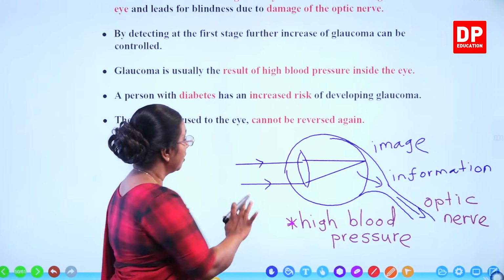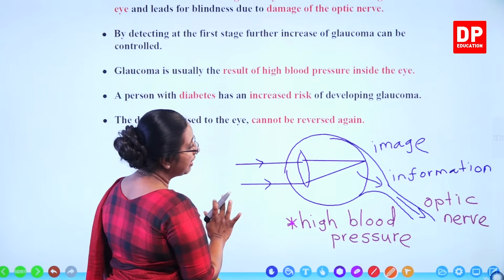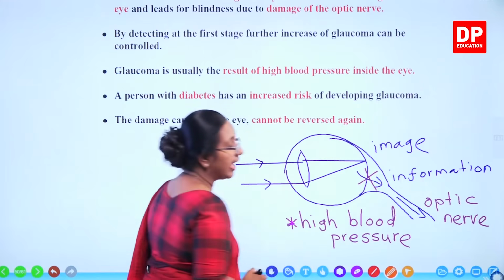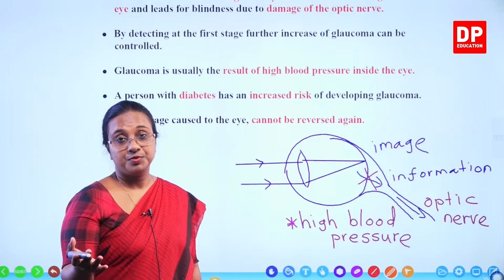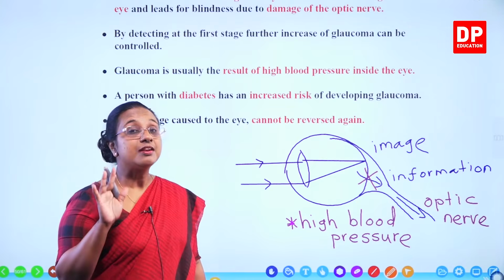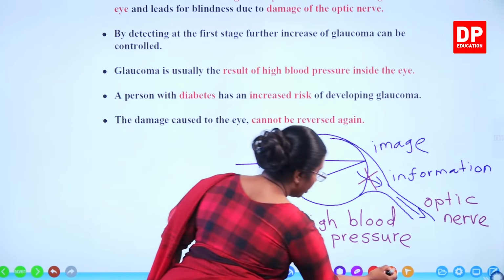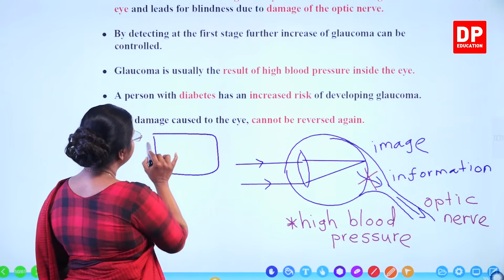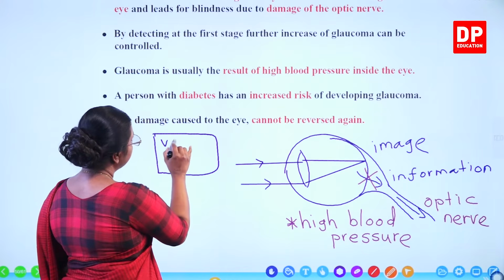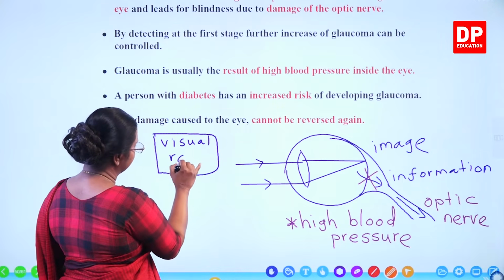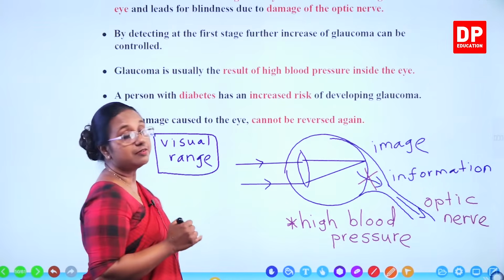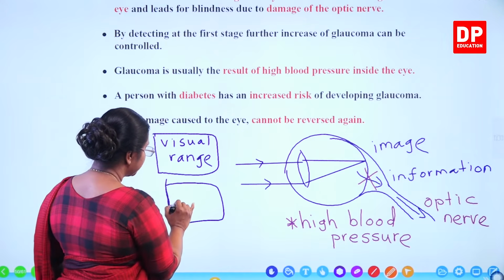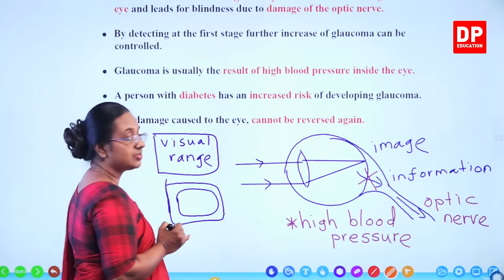And because of that, although the light rays are refracted by the lens, the image forms on the retina, but this information cannot be carried to the brain. So, that leads to the reduction in visual range. So, this is how it happens. In a healthy person, let's say if this is the visual range. Now, here this is the visual range of a healthy eye. When they are affected by glaucoma, what happens is the visual range gets decreased to this region.